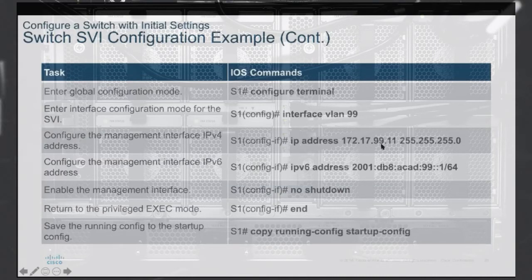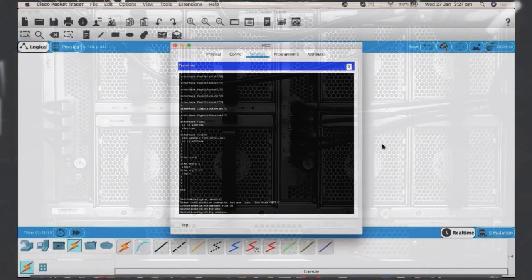was 172.17.99.11. The subnet mask would be 255.255.255.0.